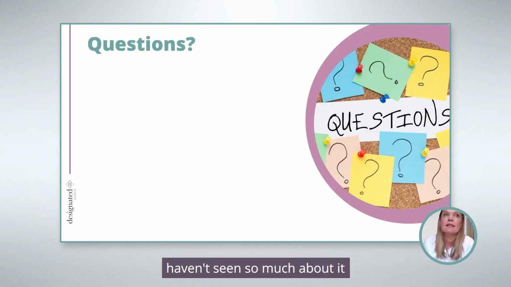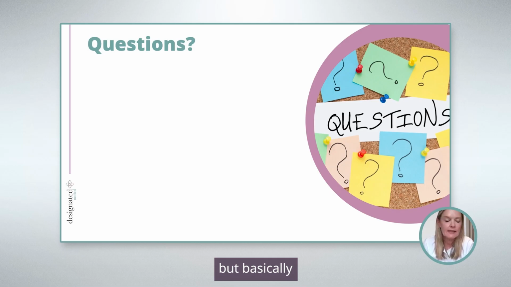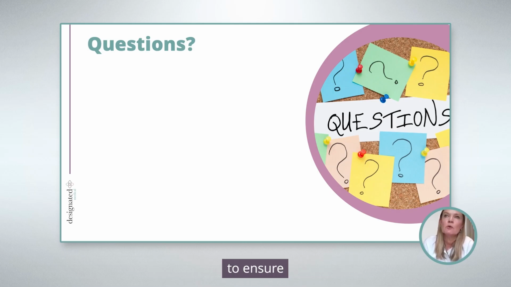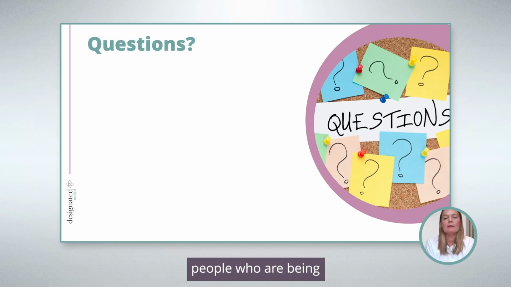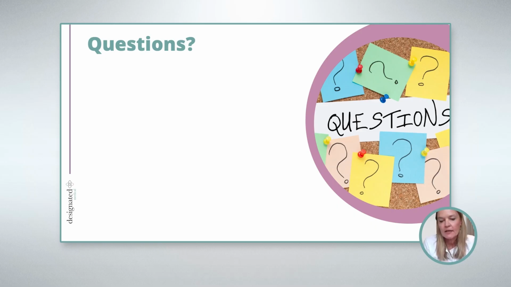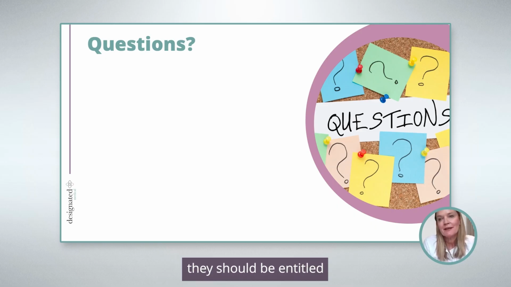We haven't seen so much about it in the press recently, but basically the IR35 regulations are designed to protect people who are being engaged as self-employed when really they should be employed. So what HMRC are looking at is, if someone should be employed, they should be entitled to national insurance, PAYE, paid holiday, and all of the other benefits an employee should have.